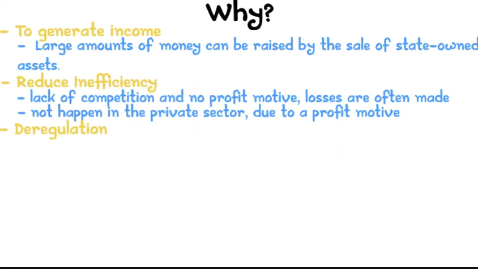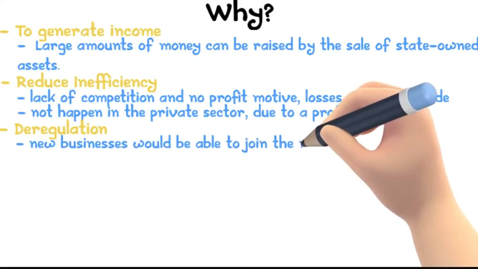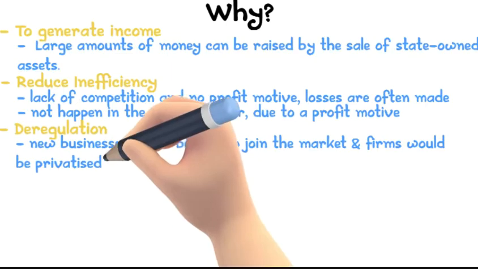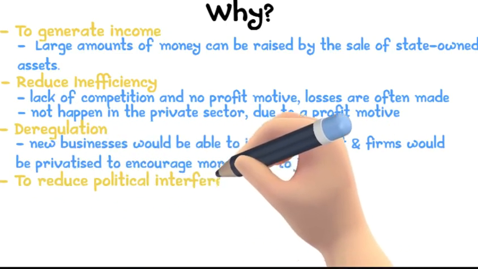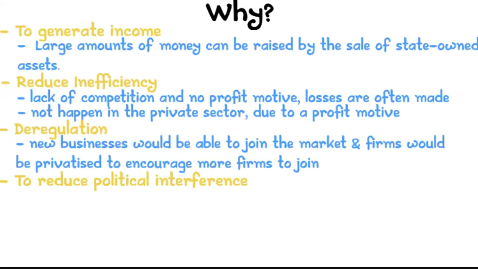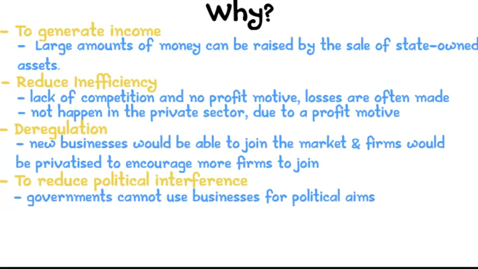Deregulation. If legal barriers are removed, new businesses would be able to join the market, and firms would be privatized to encourage more firms to join the market. Reduce political interference. This is so that governments cannot use the businesses for political aims.